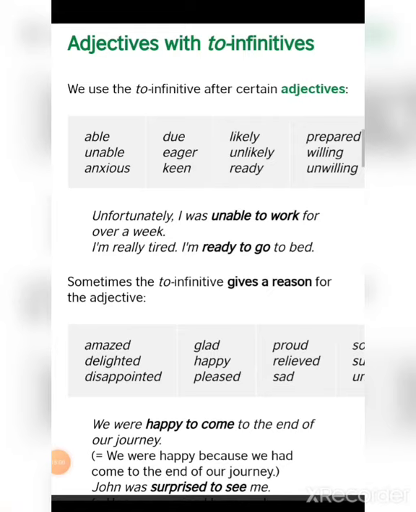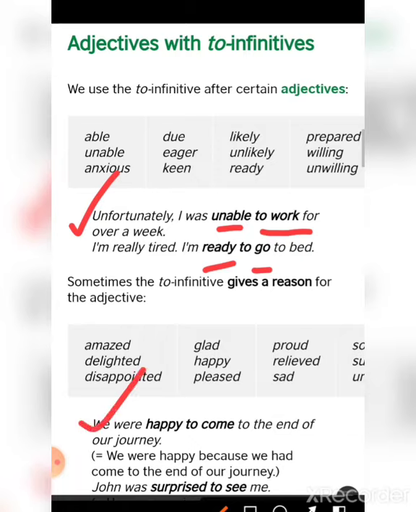See here, some more examples are given. Unfortunately, I was unable to work for over a week. So unable is an adjective. After that, to work, the infinitive, is used. I'm really tired. I'm ready to go to bed. Here, ready is an adjective. After that, to go. Next, sometimes the to infinitive gives a reason for the adjective. For example, we were happy to come to the end of our journey. Here, happy. We were happy because we had come to the end of our journey. So here happy is an adjective. After that, to come is the infinitive.